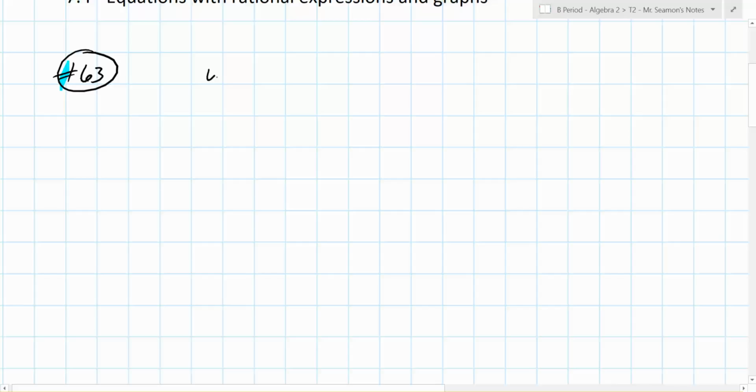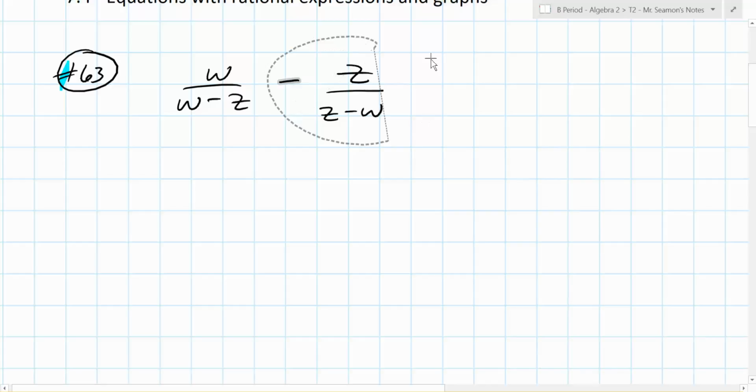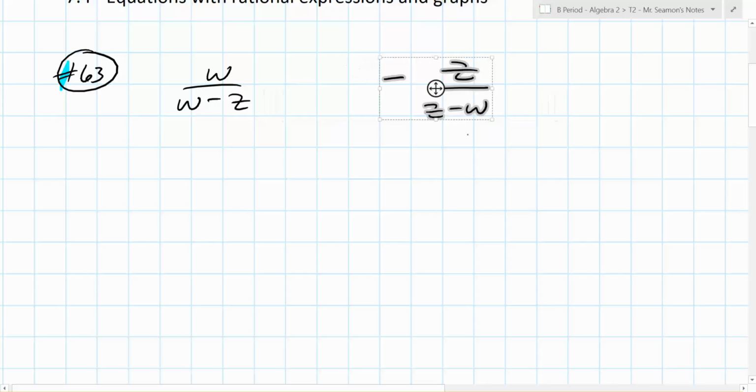And we have w over w minus z over z minus w. Now, there are going to be two paths you can take on this. Let's just do the straightforward one. Are those the same denominator? No. In order to subtract fractions, what do you need? Common denominator, right? So let's do it the first method, which might be a little longer than the method some of you used.